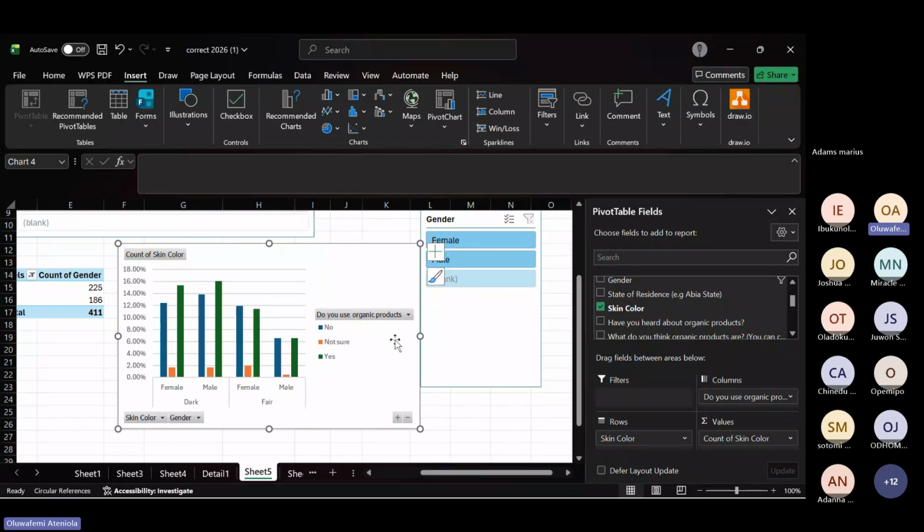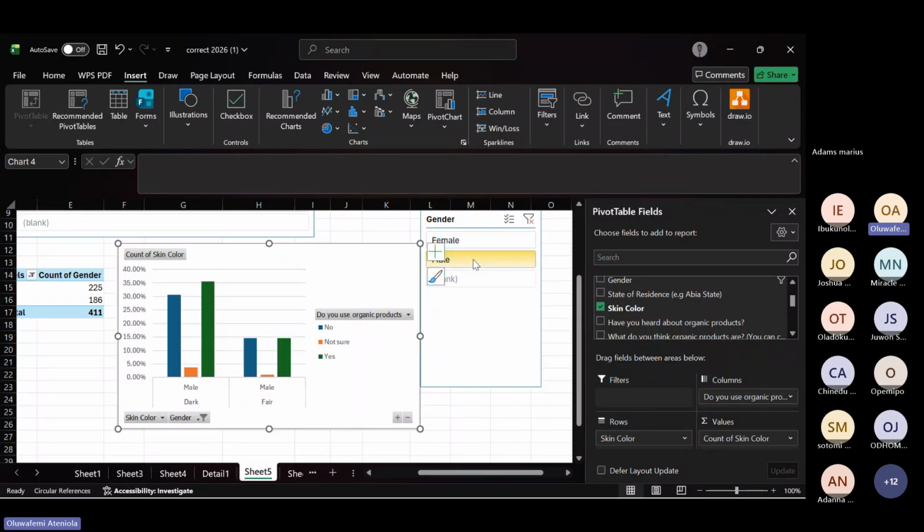So if you filter down, it also filters. Now we just want to talk about male. I'm still using that slicer. So you can see this is male and this is female, just answering the question, do you use organic products? By the time we filter down to female, you'll notice that there is a change. We can see we have more people saying no, they do not use organic products among female, both dark skin and light skin. By the time we come to male, you can see we have plenty of them admitting that yes, they use organic products.